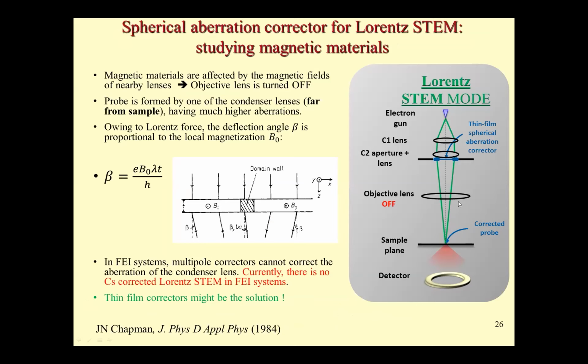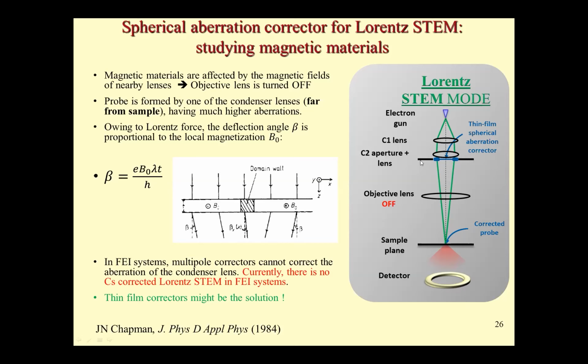I cannot use the objective lens because then the residual magnetic field from the lens will damage my measurement. So I have to switch it off. But then I can use a condenser lens, which has a much larger distance. Because of the larger distance, I'm not worried about the residual magnetic field from the condenser lens. And once the electron beam goes to a magnetic material, it will deflect depending on the orientation and the strength of the magnetization. So this is Lorentz STEM.